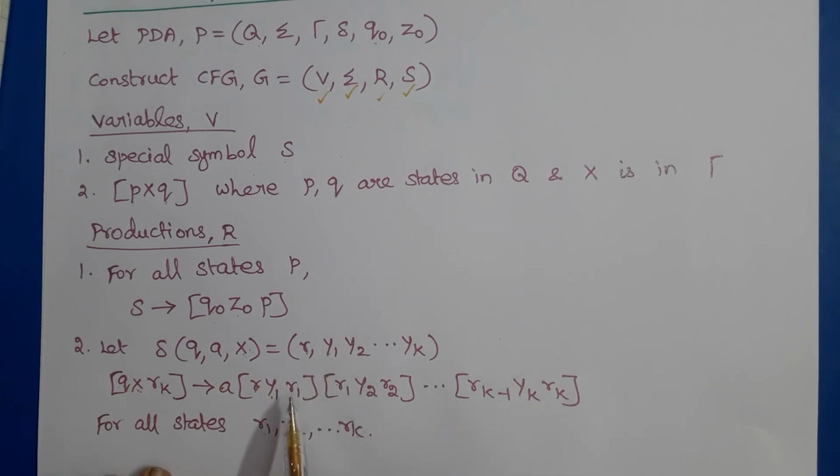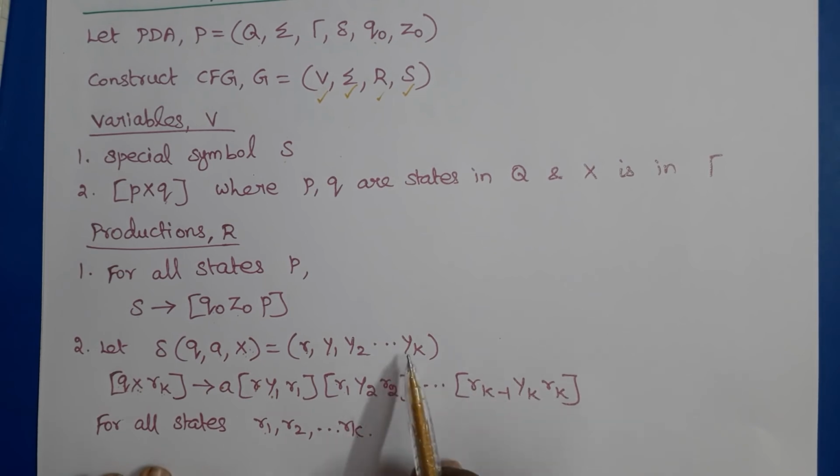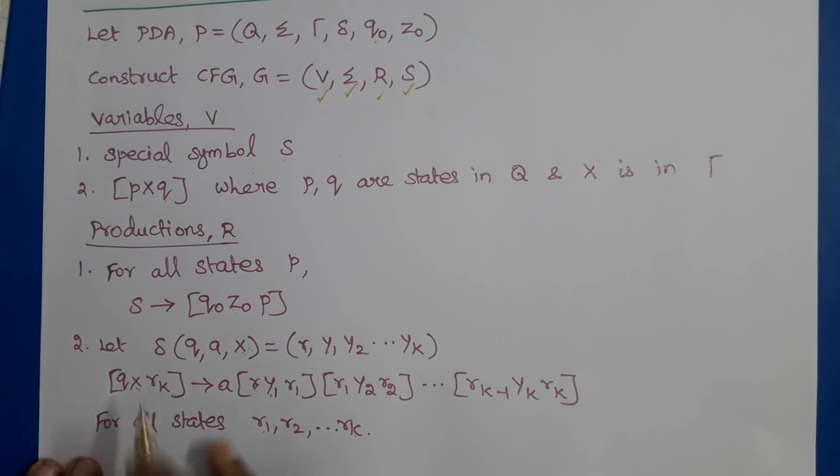And whatever state is written here, that must be written here also. So R1, then the next stack symbol Y2, then R2. Then the next variable must be R2, Y3, R3. Likewise we have to write. So the final symbol is here: R1, Y2, R2 are coming, so that R_{K-1}, Y_K, R_K. So this and this must be the same in every production.